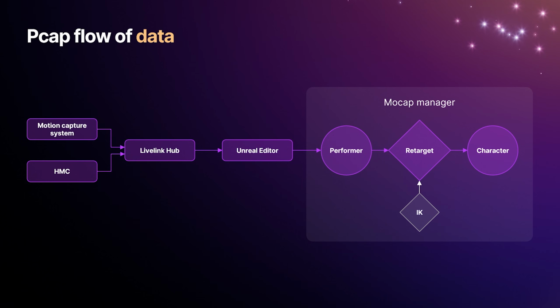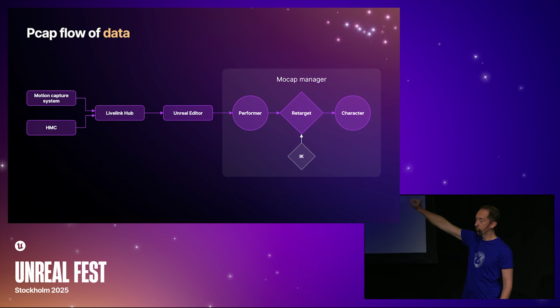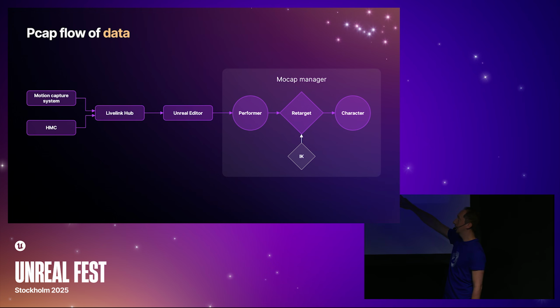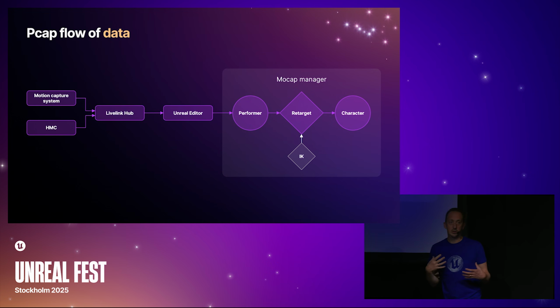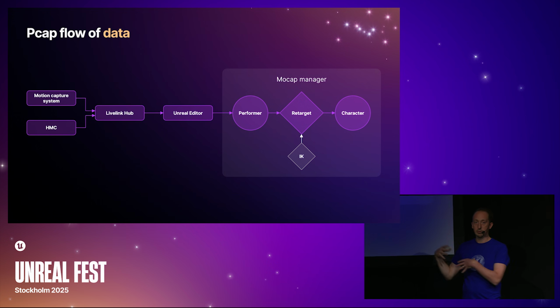LiveLink Hub can then send that LiveLink data out into Unreal Editor or multiple Unreal Editors. And then that data, we assign it and its animation onto a performer actor class. That is like your digi-double of your actor. It's not your creature or character that you're intending to animate.